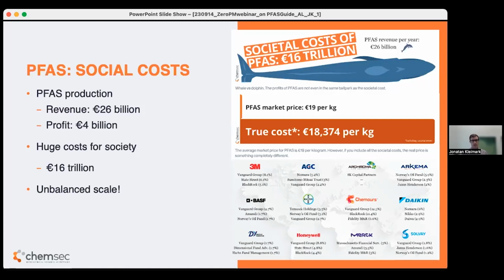But compare that to the huge cost for society from soil remediation, water remediation, health effects on humans, biomonitoring and other things that society has to tackle, which we estimated at 16 trillion euros. We can see that there is a very unbalanced scale between what these chemicals add to society and what they are costing society.